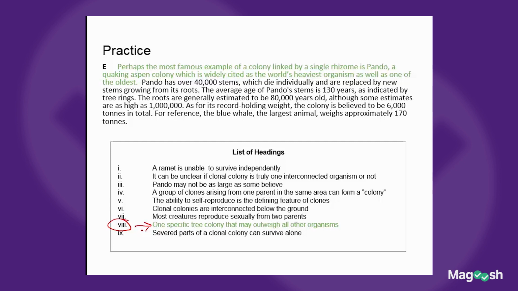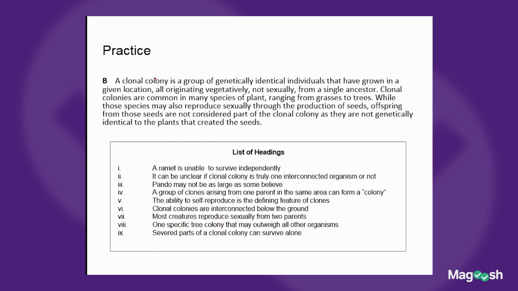Aha. This paragraph is about how large Pando is, and Pando is a tree colony. Aspen is a kind of tree. This is a good main idea paraphrase for this paragraph. Okay, let's look at a different one.